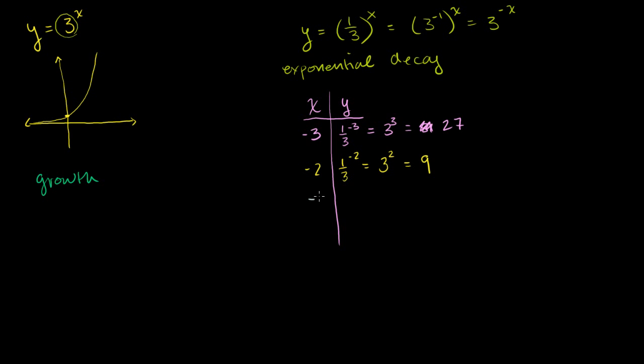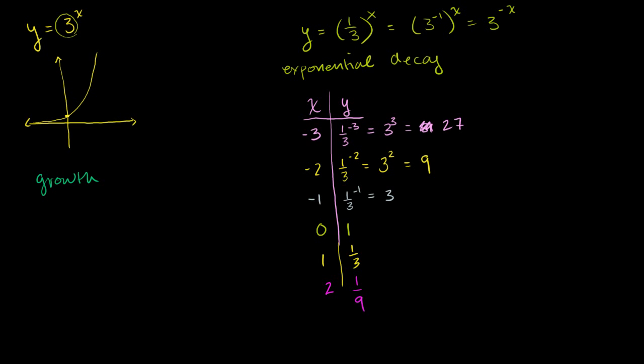What about when x is equal to negative 1? Then you have 1/3 to the negative 1 power, which is just 3. What about when x is equal to 0? Remember, anything to the 0th power is 1. And then let's go to a couple of larger numbers. When x is equal to 1, what is y? 1/3 to the 1 power is 1/3. Let's do one more. When x is equal to 2, we have 1/3 squared, which is 1/9.